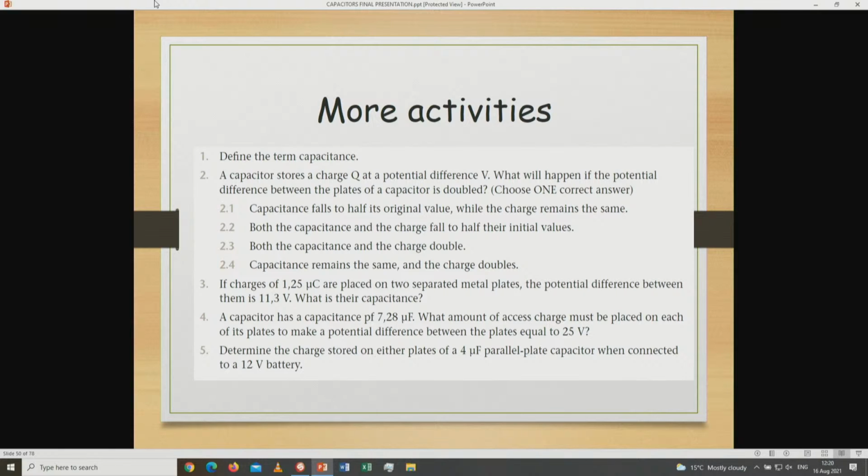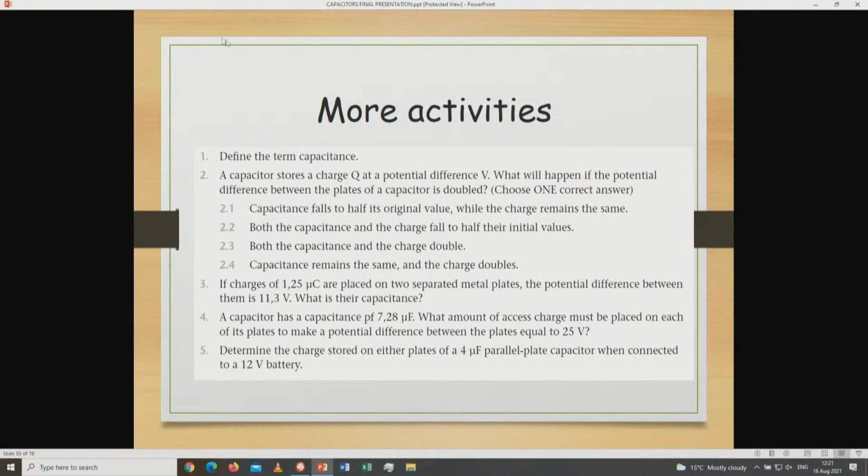Let us read the question again. A capacitor stores a charge Q at a potential difference V. What will happen if the potential difference between the plates of the capacitor is doubled?